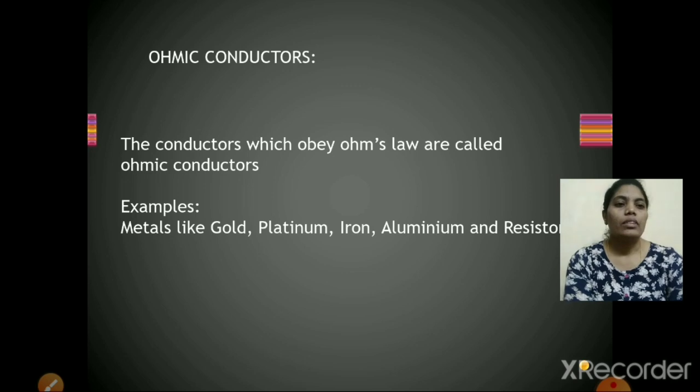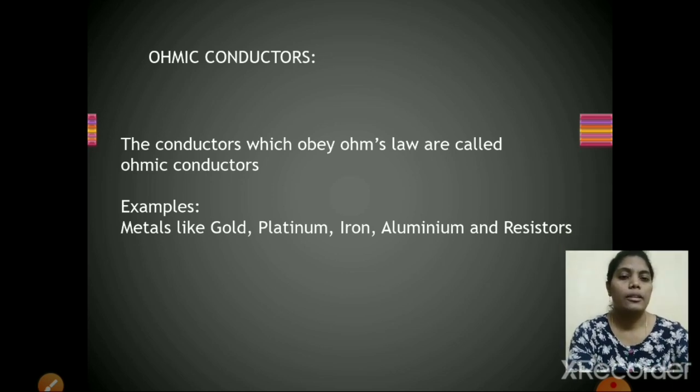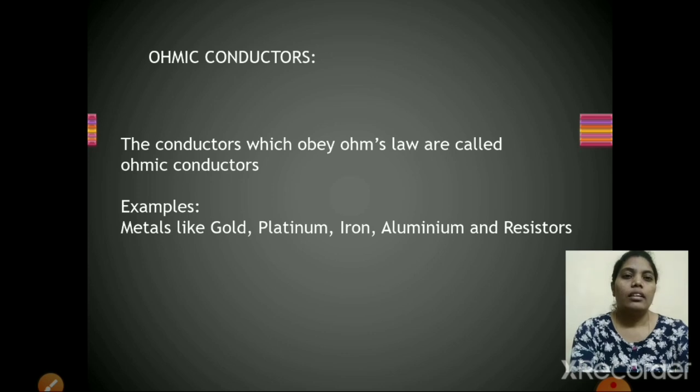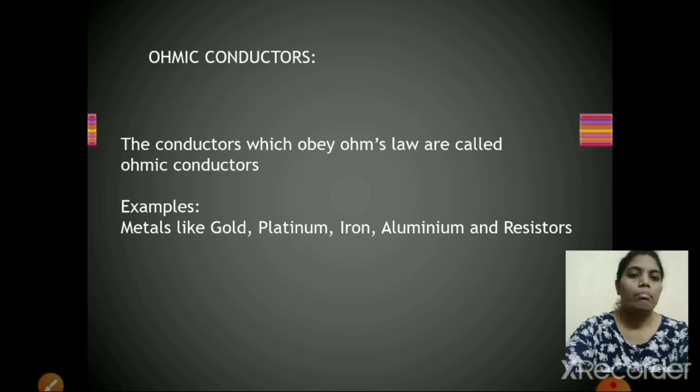Now this is our today's session about ohmic conductors and non-ohmic conductors. What are ohmic conductors? The conductors which obey Ohm's law are called ohmic conductors. Simply, a very easy definition. The ohmic conductors are the conductors which obey Ohm's law. Examples: metals like gold, platinum, iron, aluminium and resistors are best examples for ohmic conductors.